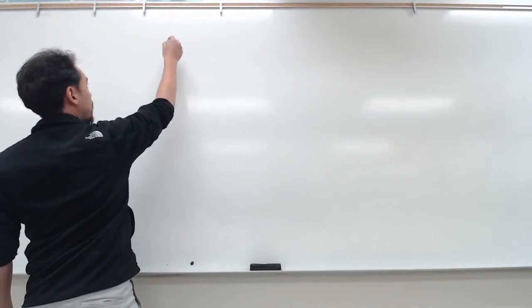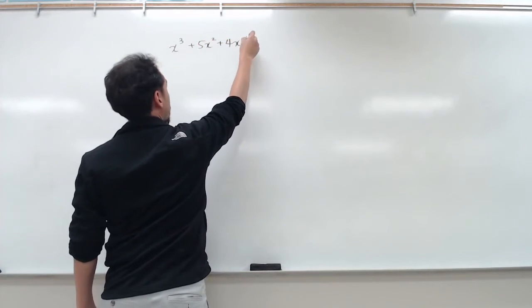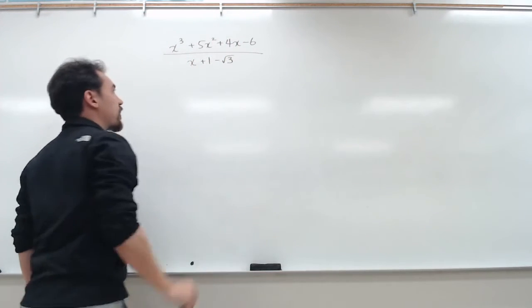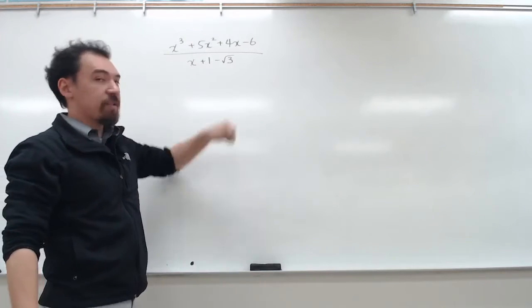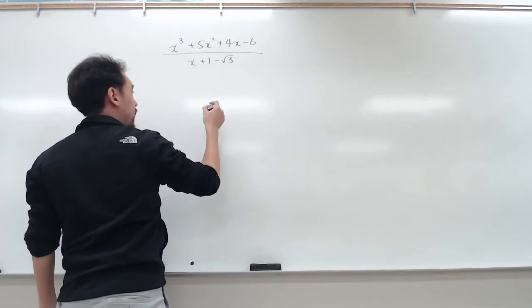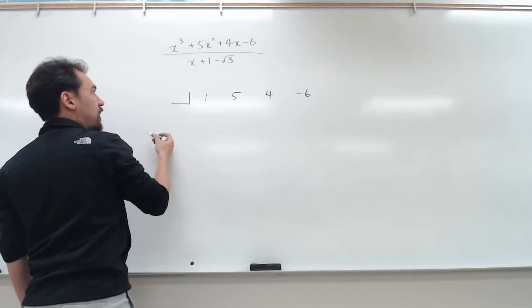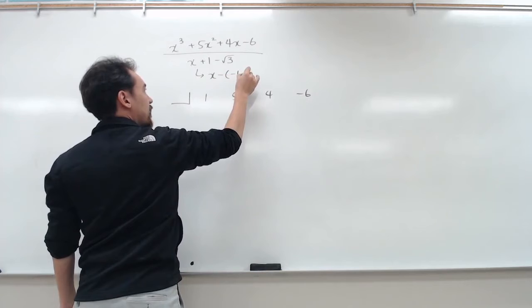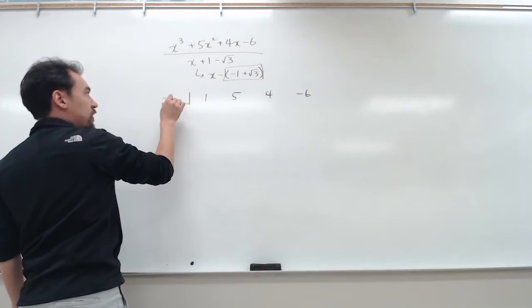Let's do another example. We'll go x cubed plus 5x squared plus 4x minus 6. We'll divide this by x plus 1 minus root 3. Now, that denominator has a root, but the coefficient of x is 1, and it's x plus a number, so we've met the conditions to do synthetic division. Numerator coefficients, 1, 5, 4, negative 6. No skipped terms. And in the box, I can rewrite this as x minus that. It's just the opposite of this. And so this number is what's going to go in the box here.